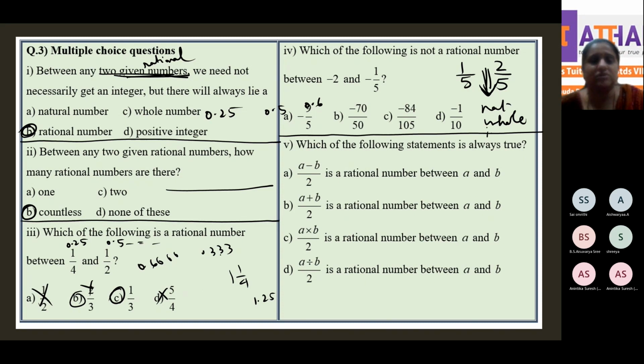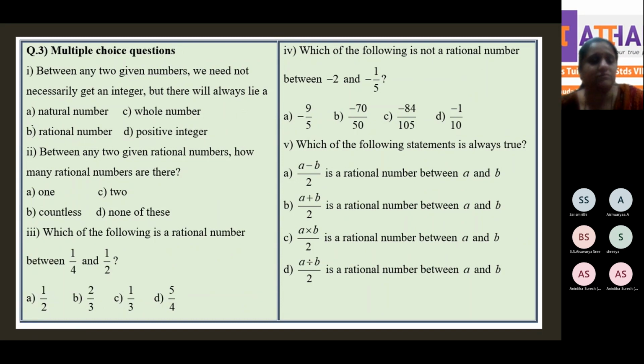1 by 4 is only 0.25, and it has to be between 0.25 and 0.5. So this also is not possible. This also no. And if you try this, this is 0.3. Yes, 0.3 is between this. So 1 by 3 is the right answer.